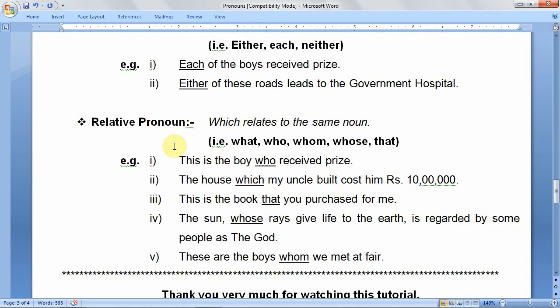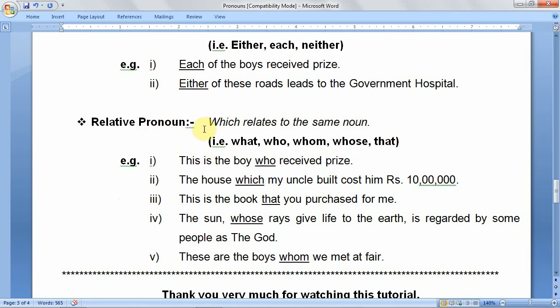Now, next we have relative pronoun, the last topic of this pronoun chapter. This pronoun is a vast chapter, but still, just for the basic knowledge, I have taken out a few pronouns in a brief manner. I am explaining all these things. Now, relative pronoun relates to the same noun. That is, what, who, whom, whose, that, etc.